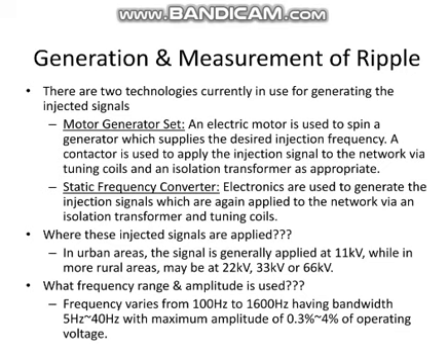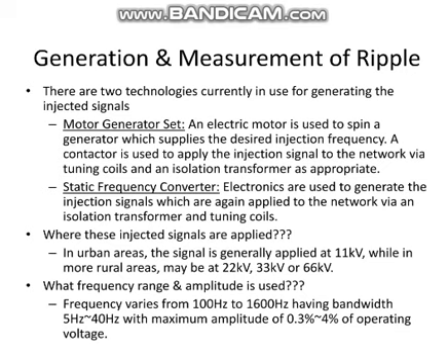Static frequency converter. Electronics are used to generate the injection signals, which are again applied to the network via an isolation transformer and tuning coils. Where are these injected signals applied? In urban areas, the signal is generally applied at 11 kV, while in more rural areas it may be at 22 kV, 33 kV or 66 kV.